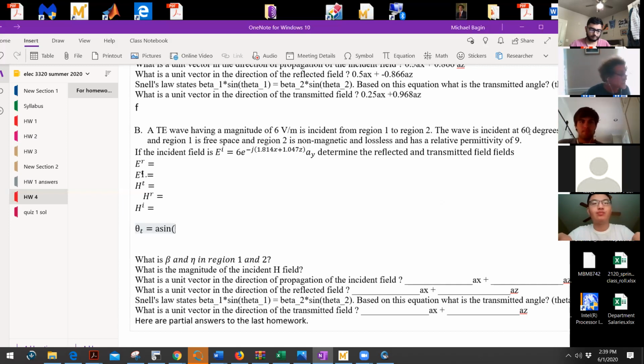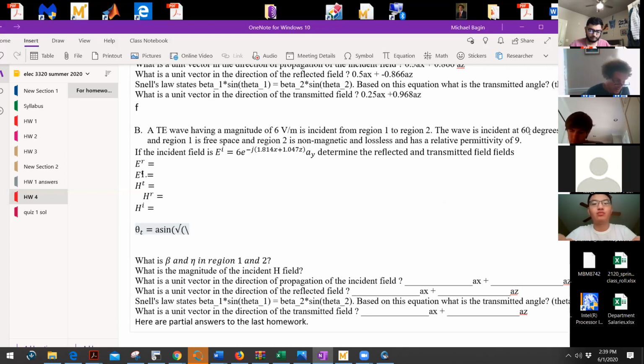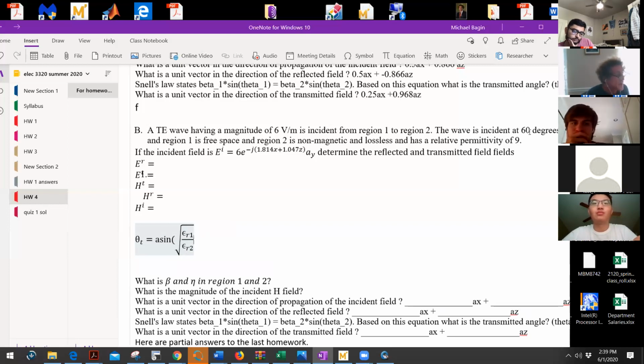It's non-magnetic, so it's really going to be the square root of epsilon 1 divided by epsilon 2, times the sine of 60 degrees. Y'all agree with that? That's the transmitted angle.